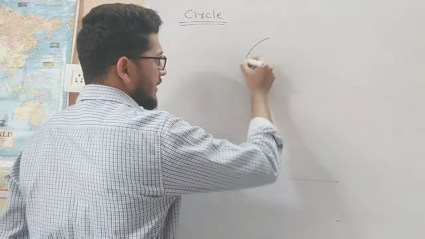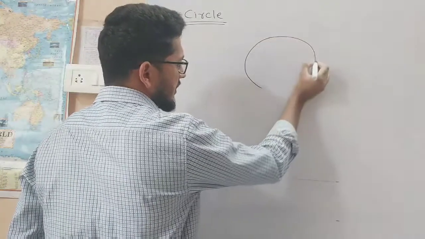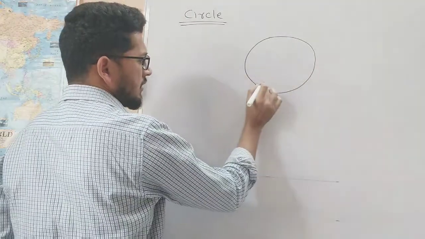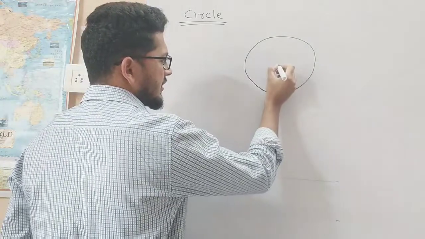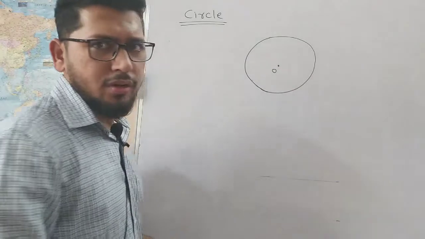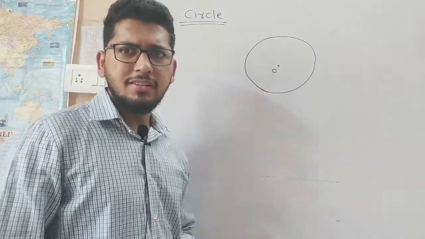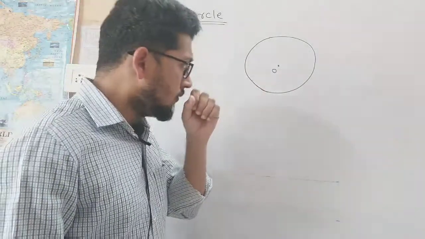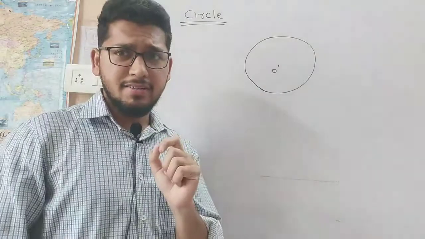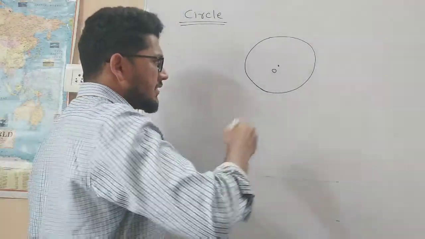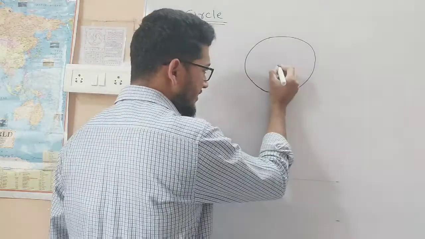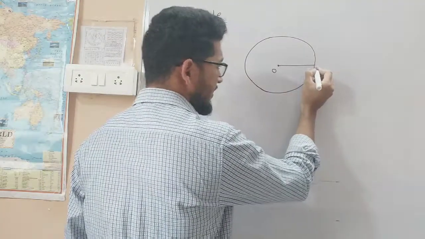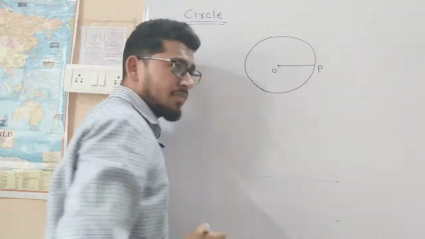Suppose I am drawing the circle here. Suppose this is the circle with center O. So here it is the circle and the center is O, and the radius. Radius is nothing but the distance from the center to the circle. Suppose OP is the radius.